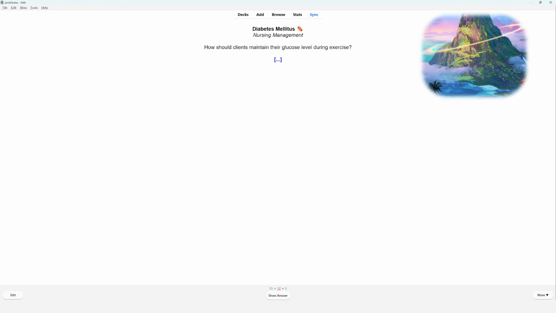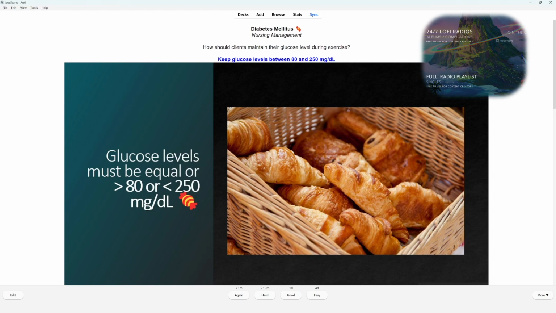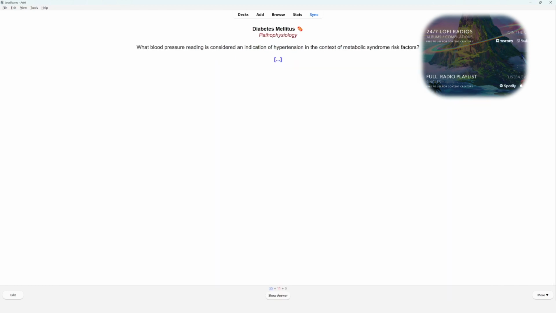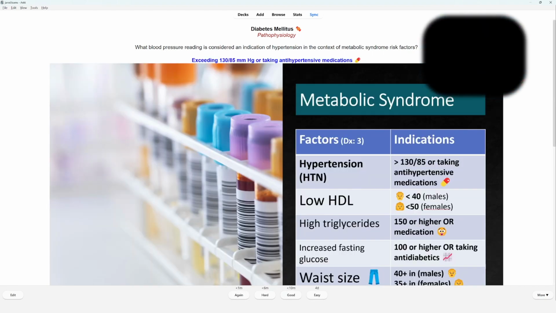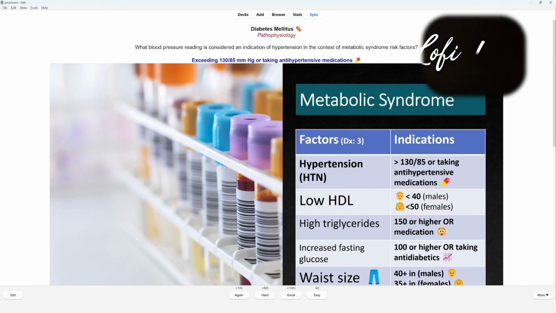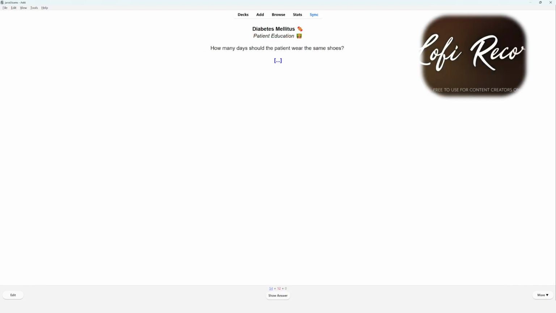How should clients maintain their blood glucose level during exercise? 80 to 250. What blood pressure reading is considered an indication of hypertension in the context of metabolic syndrome? Over 130, exceeding 130 over 85, or taking antihypertensive medication. Okay. How many days should the patient wear the same shoes? Not any consecutive days.